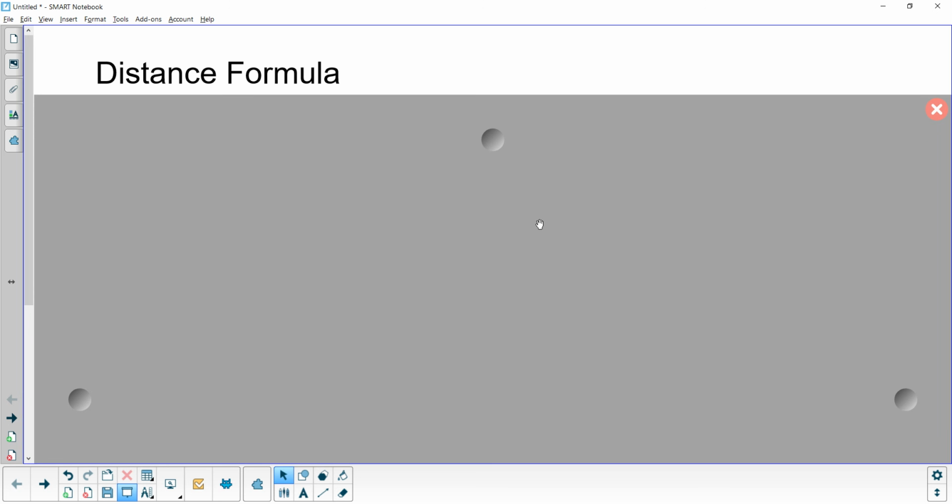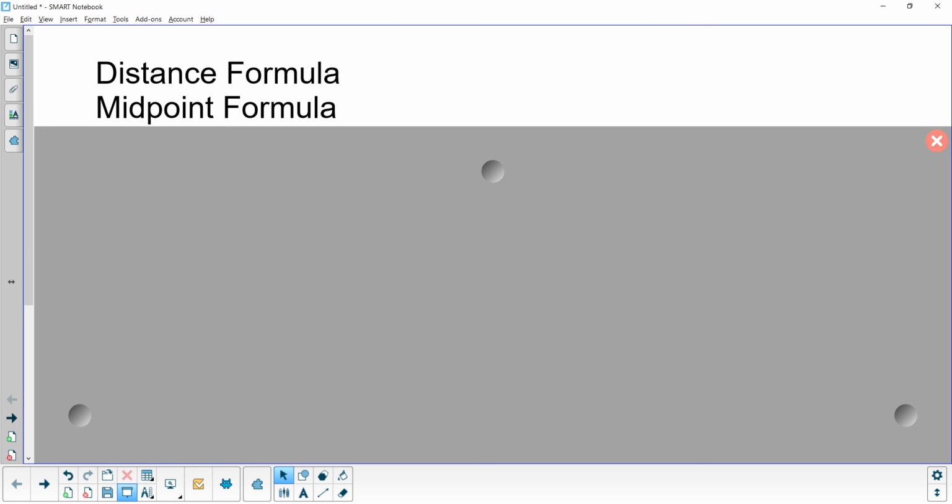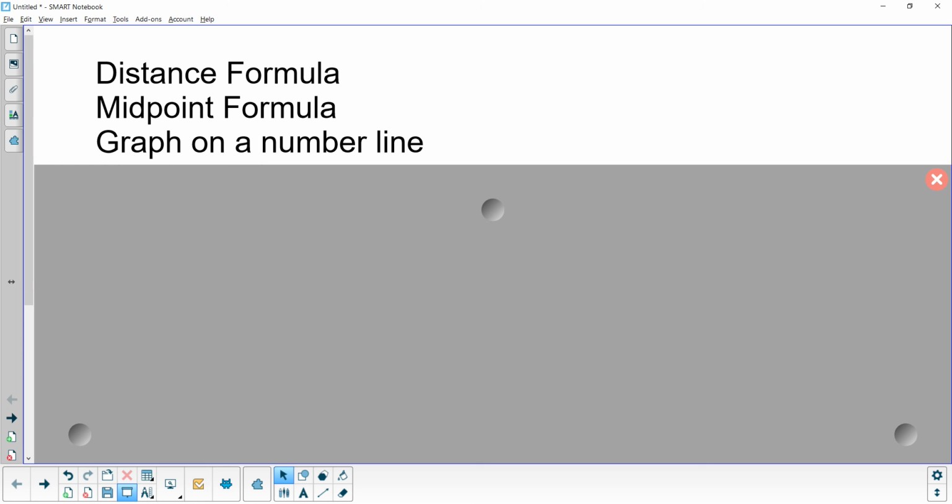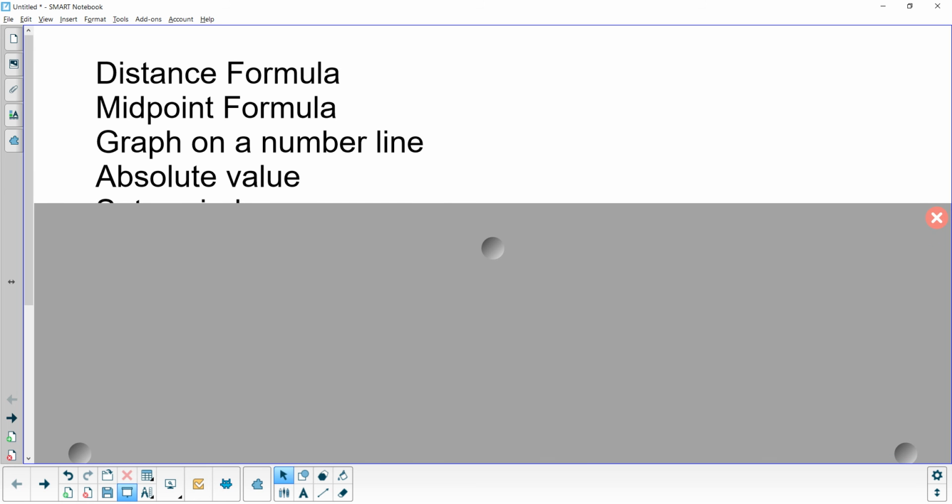We talked about the distance formula and the midpoint formula. That was in section 1.1. How to graph on a number line, which involves an open circle or closed circle. It could be a shade in one direction or shade between if it was a conjunction. We talked about absolute value. How do you find the absolute value of a number?